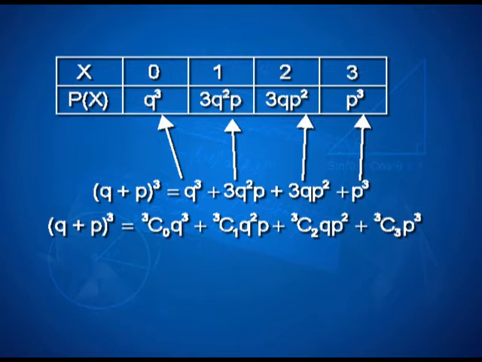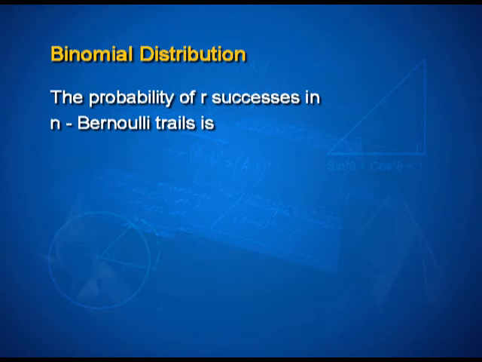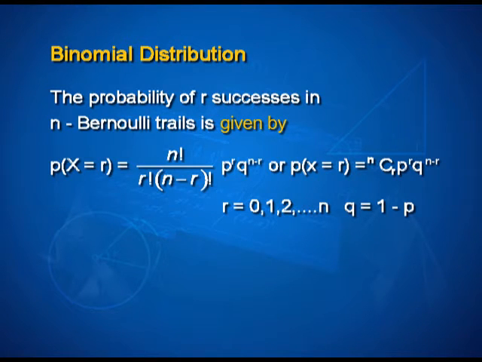So, if I want to generalize all this together, I get what is referred to as the binomial distribution, where the probability of r successes in n Bernoulli trials is given by the formula: probability of X equal to r is nCr p to the power r q to the power n minus r. Remember that the (r plus 1)th term of the expansion of (q plus p) to the power n will look like nCr p to the power r q to the power n minus r.